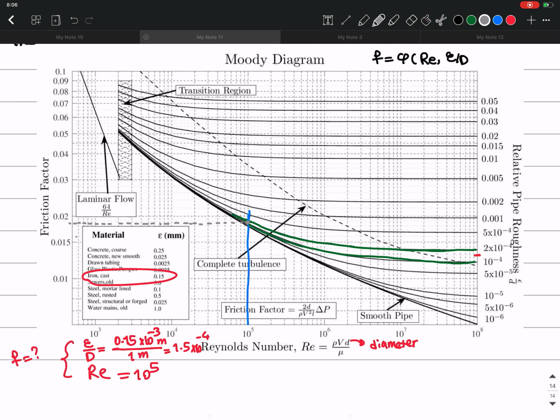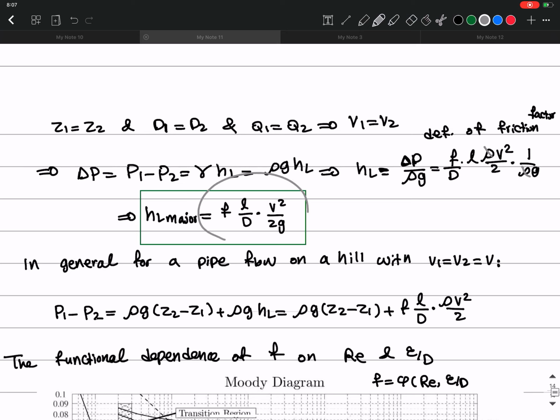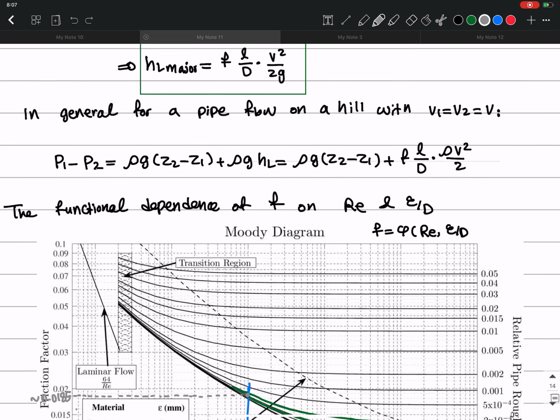0.016, 0.017, 0.018, and so this is going to be around 0.0185. This is just an approximation, right? This is between what I found. And so you will get the friction factor for this problem as 0.0185. And then once you have the friction factor, you can just plug it here and find the HL major, the major loss in your pipe. And then you will find the pressure drop in your problem based on this major loss in the pipe.